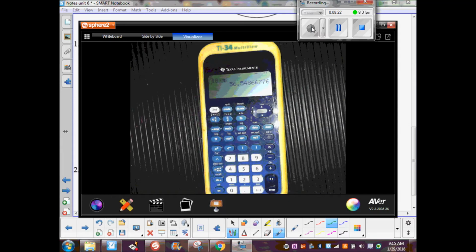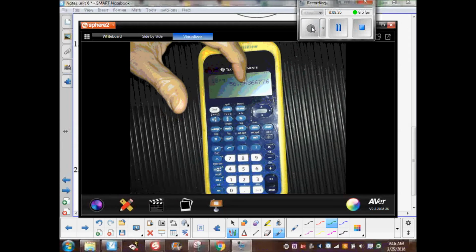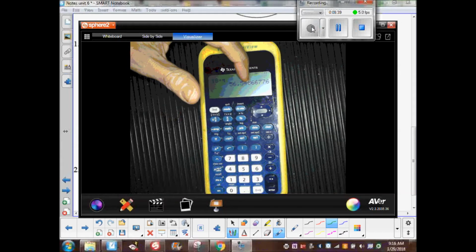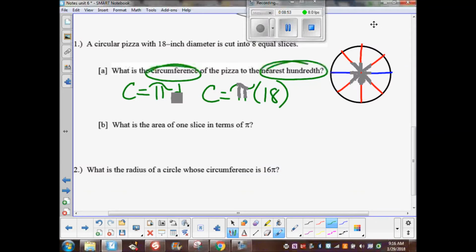So now the calculator is giving us an answer, and it gave us a lot of decimal places. They want it to the nearest hundredth. So to the right of the decimal is the 5, that's the tenths. 4 is the hundredths. We've got to round to the nearest hundredth, so we look one more space to that 8. That 8 tells me to make the 4 a what? 5. Okay, so just some basic rounding. So my answer, 56.5 what? 5. So C equals 56.55, and my units, inches.